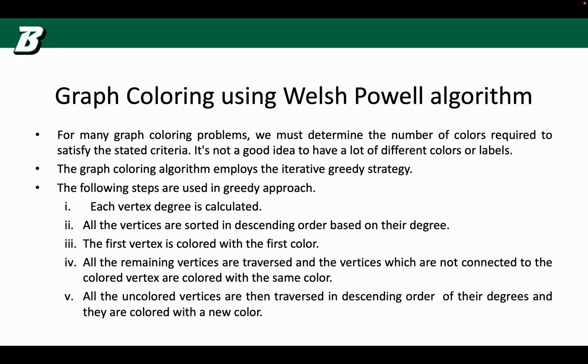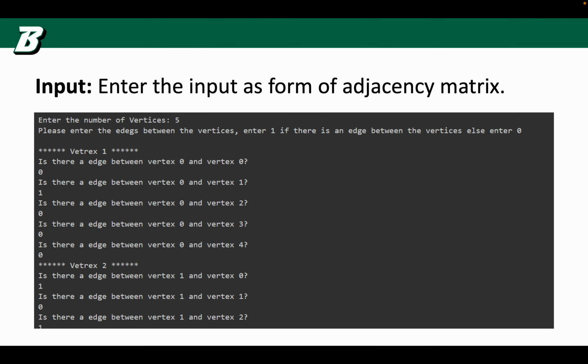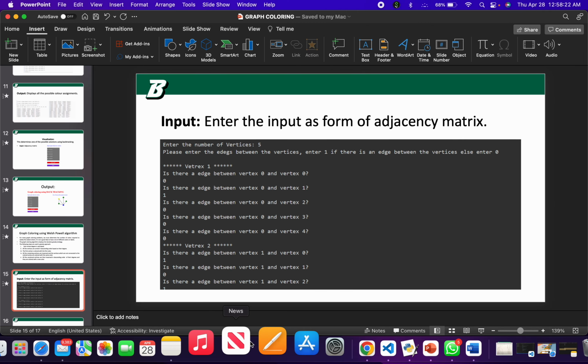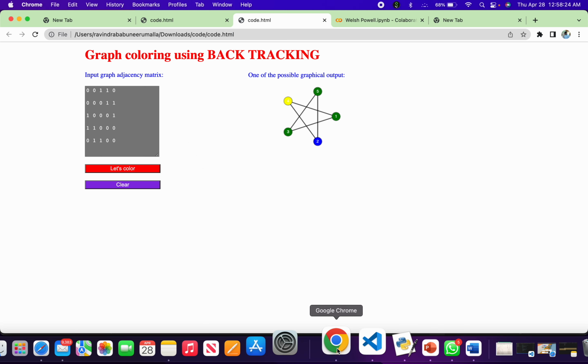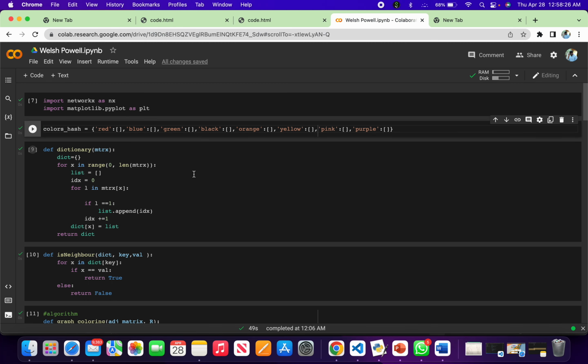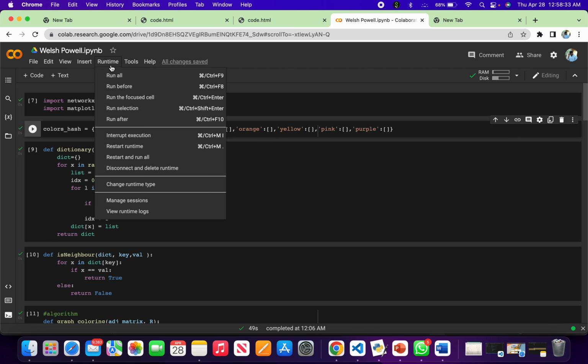In a similar way, all the uncolored vertices will be traversed in the descending order of their degrees. That's the major criteria. And we'll go through a simple demo. We will just send an adjacency matrix, and here we are displaying a final output. We have used some libraries, so we are using them here.